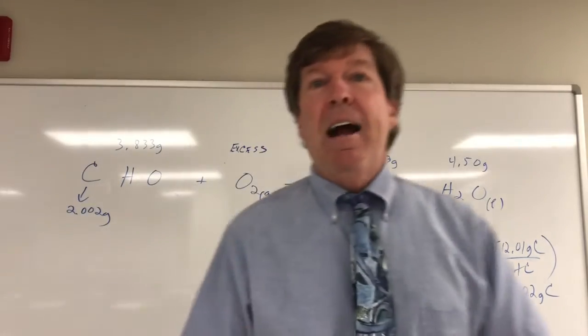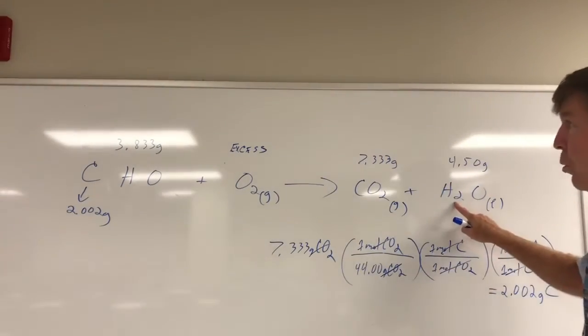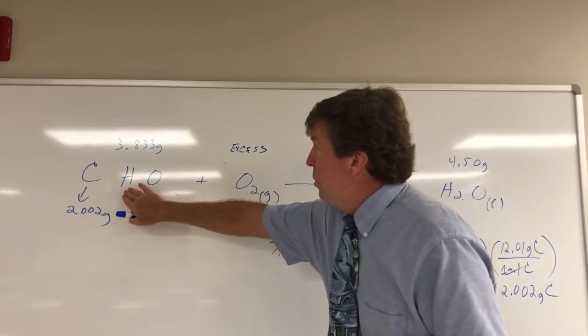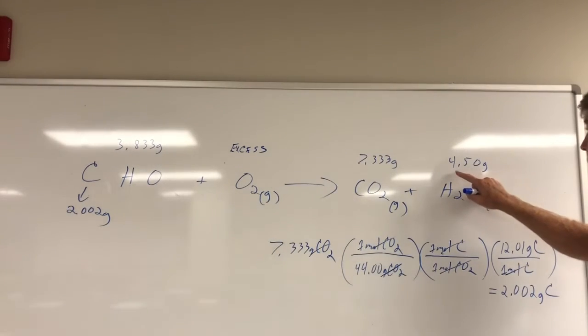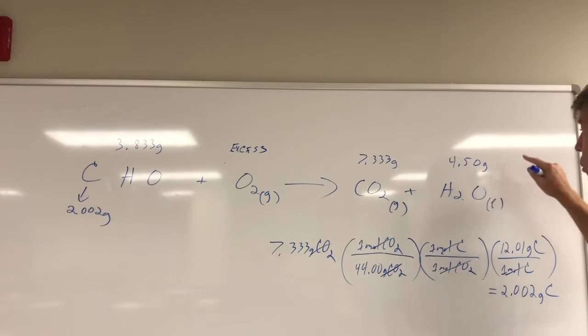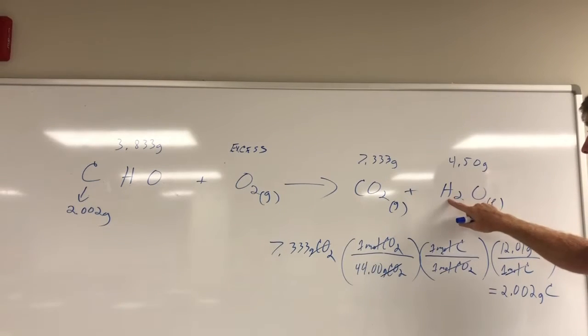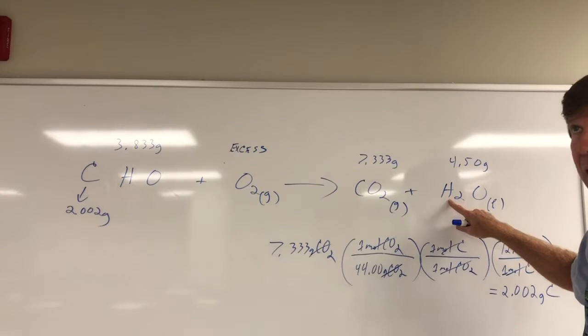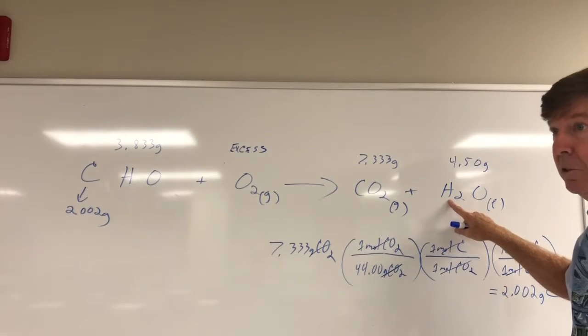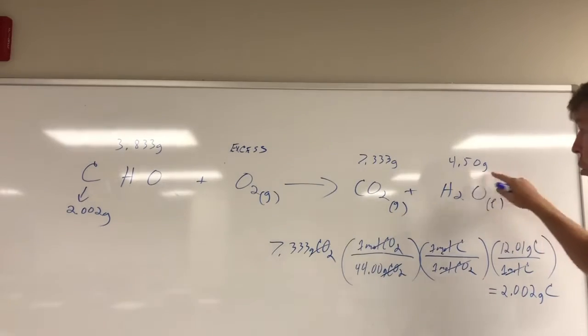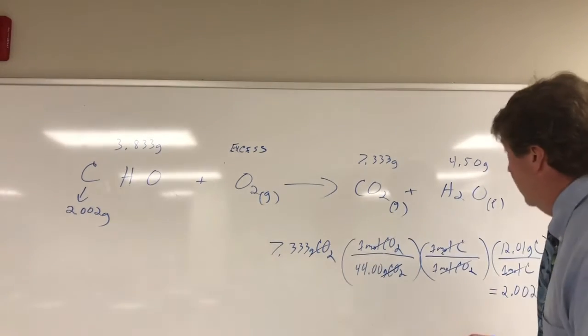Next, let's figure out the mass of the hydrogen in the water, which of course is going to be equal to the mass of the hydrogen in that unknown sample. I've got 4.50 grams of water. How many grams is the hydrogen contributing to in that total mass? Let's find out.